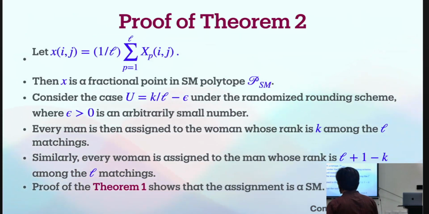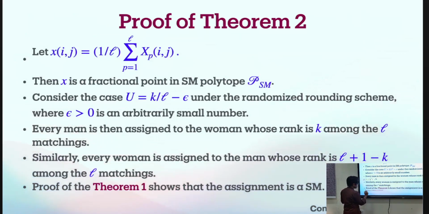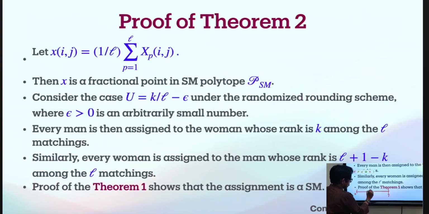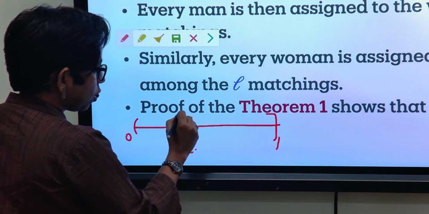Okay, so let's draw this. So this is just saying, this is this line. If this is, say, the value k by n, u falls right here.